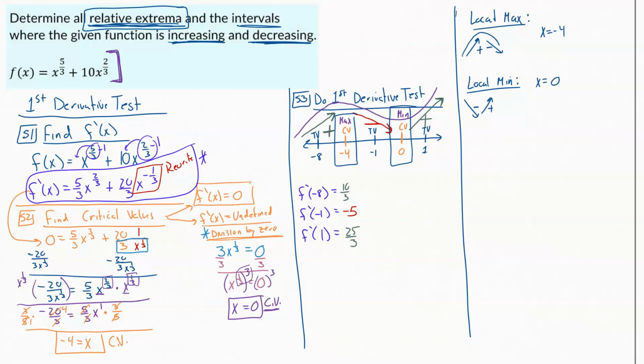If you need to know what the actual local max or local min is, the y values, you would come back and plug negative 4 back into the original equation to get the y value that goes with that. You would plug 0 back into the original equation to get the y value that goes with that.